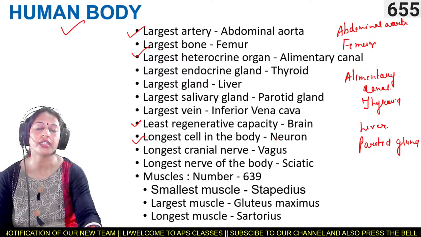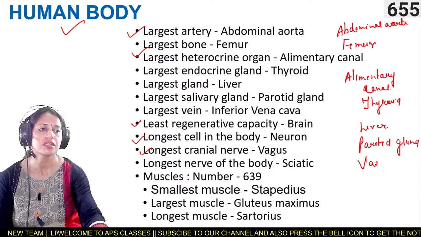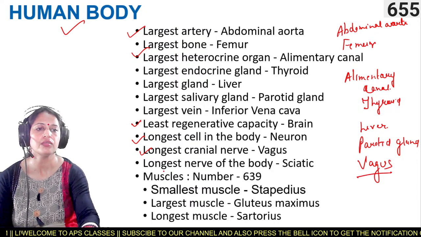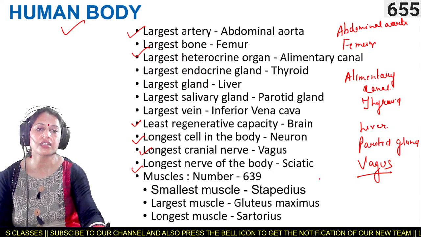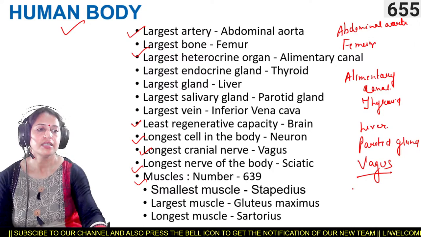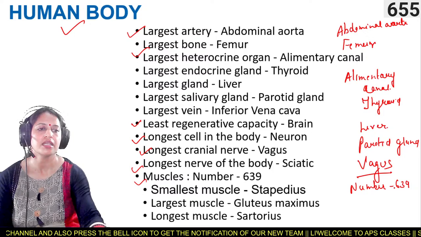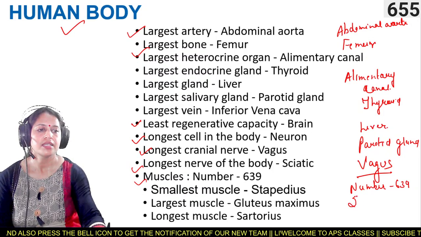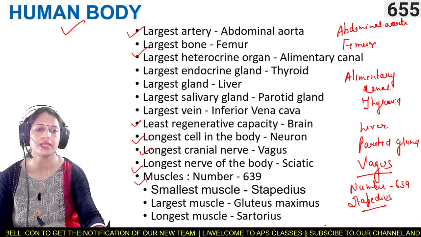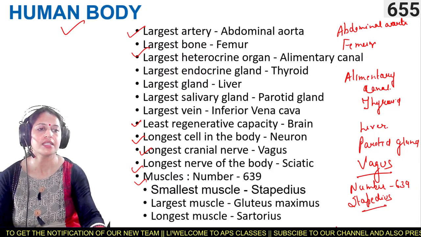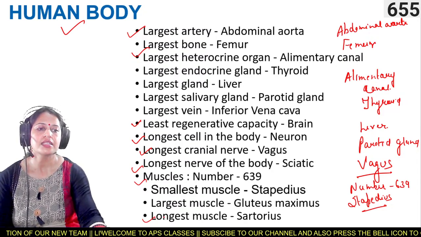Longest cell in the human body, that is neuron. Longest cranial nerve, that is vagus. Longest nerve of the body, that is sciatic. Number of muscles, that is 639. Smallest muscle, trapezius. Largest muscle, that is the gluteus maximus. Longest muscle, that is sartorius.